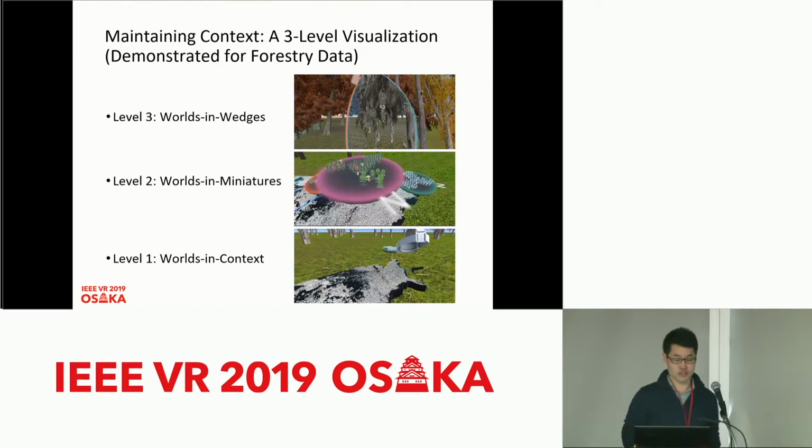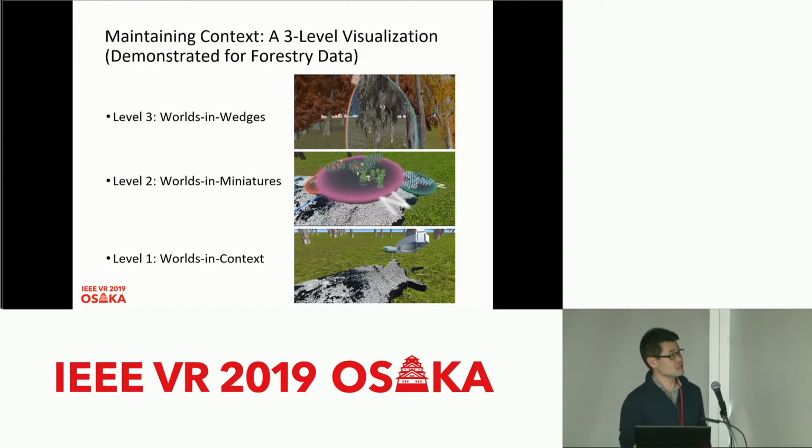Our solution is to integrate three levels of visualization. I've already introduced the Worlds-in-Wedges idea. We treat this as a top level of visualization, and we add two additional levels to this. The Worlds-in-Miniature level shows the current location as well as the data glyphs that show the variables that are not visible in the realistic rendering. The context level shows how these worlds are connected to each other.